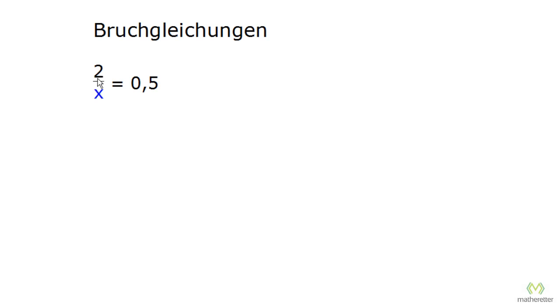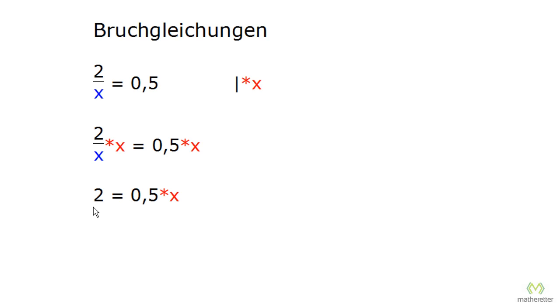If we have something like this, we know 2 over x equals 0.5. Here we have 2 over x and we can remove the x by multiplying by x. Let's do that on both sides of the equation. So we get 2 over x times x equals 0.5 times x, and this simplifies to 2, and we get the equation 2 equals 0.5 times x.